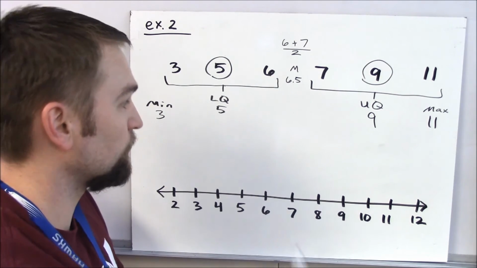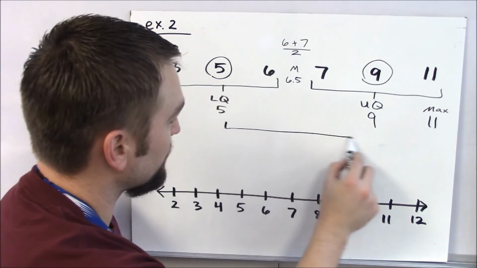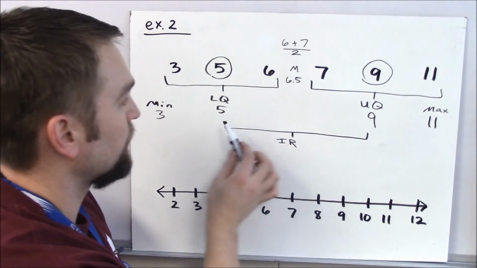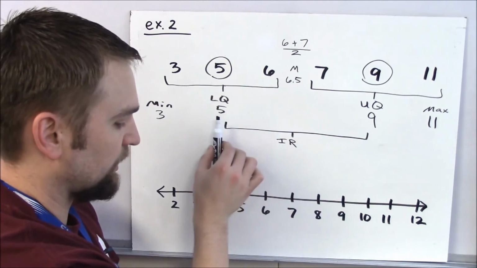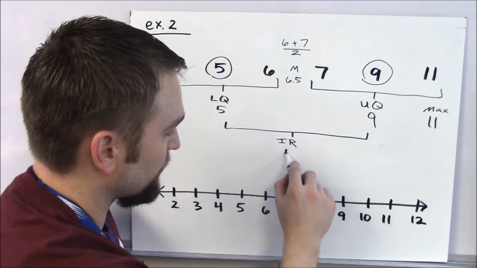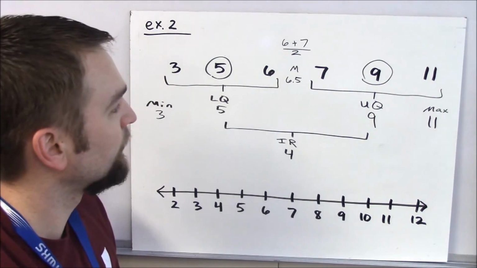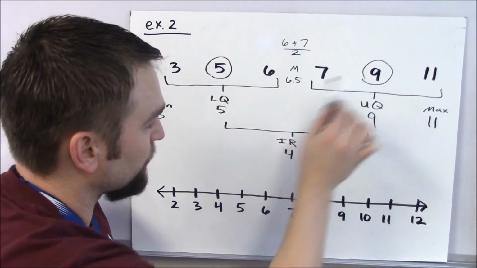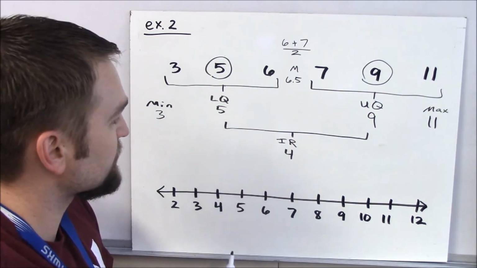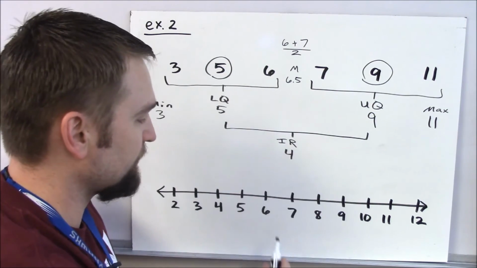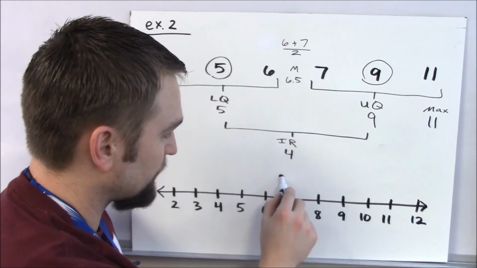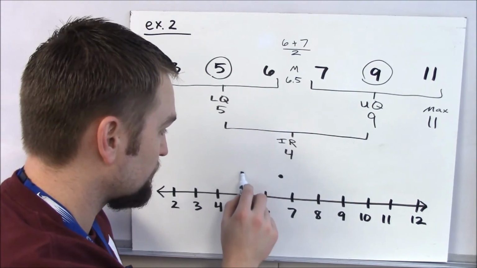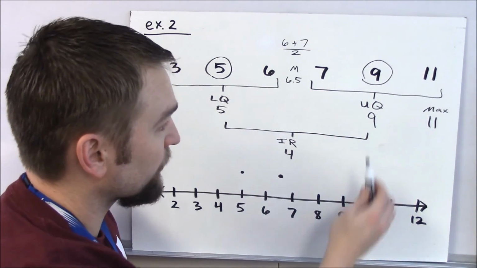One thing to remember, this distance here is the interquartile range, which is 9 take away 5. So my interquartile range is 4. Remember, half the data that you have is in between the lower quartile and the upper quartile. Let's plot this. My median is 6.5, so the median would be 6.5 right there. The lower quartile is 5. The upper quartile is 9.